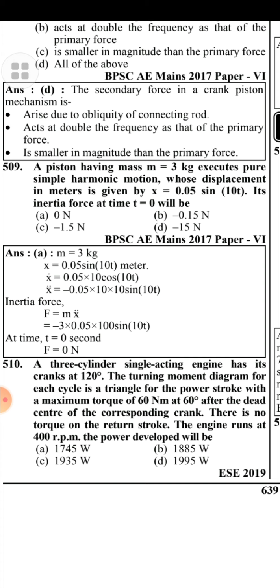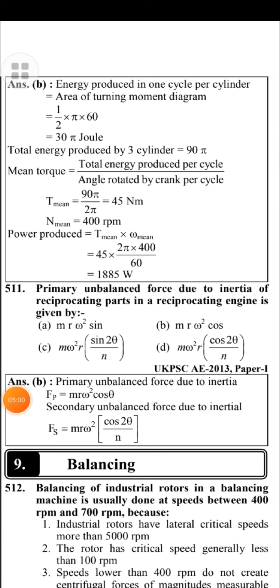The three-cylinder single-acting engine has its cranks at 120 degree. The turning moment diagram of each cylinder is a triangle for the power stroke with the maximum torque of 60 Newton meter at 60 degree after the dead center of the corresponding crank. There is no torque on the return stroke. The engine runs at 400 rpm. The power developed will be?